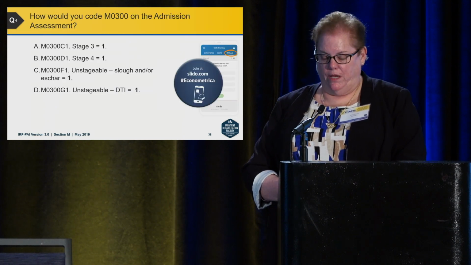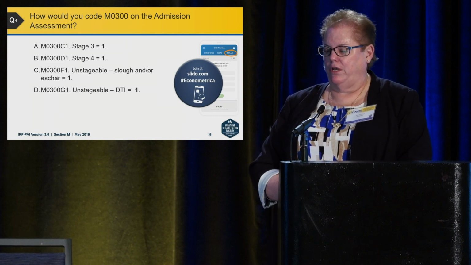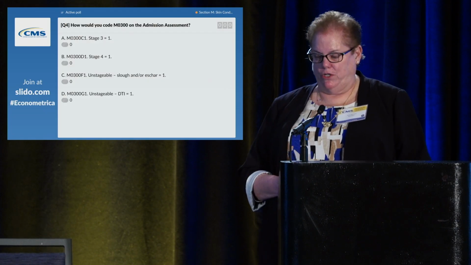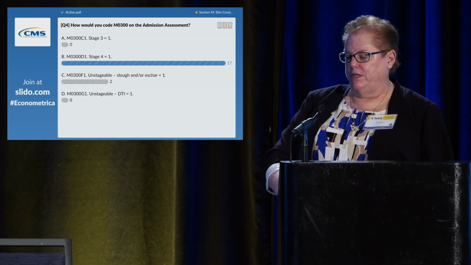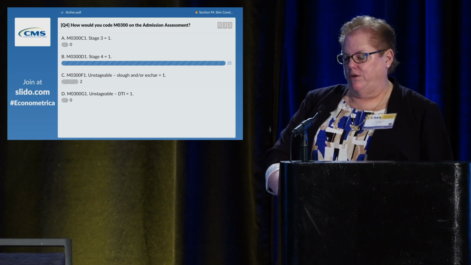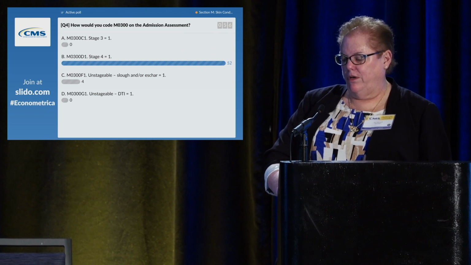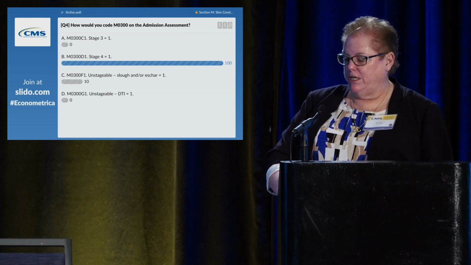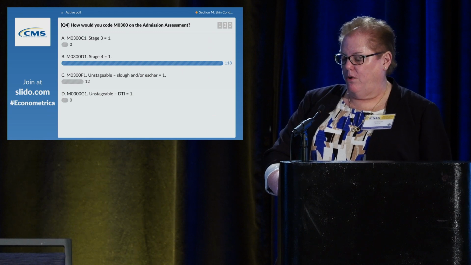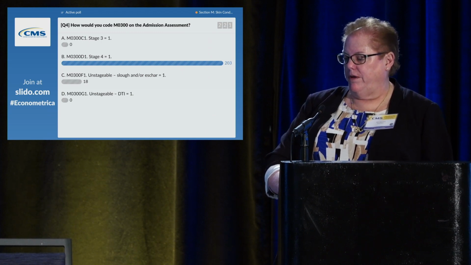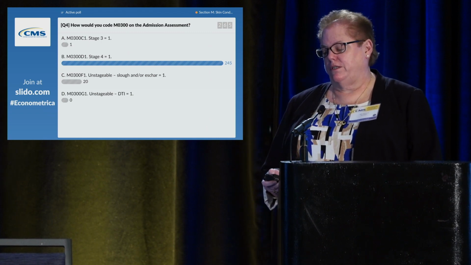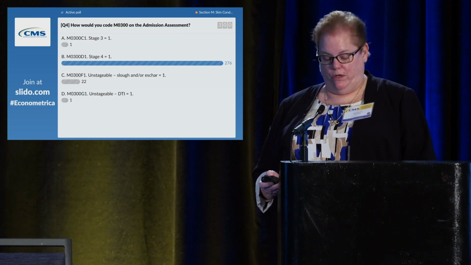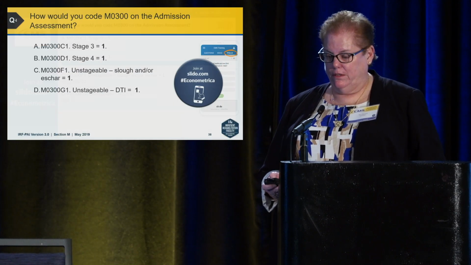So how would you code M0300 on the admission assessment for this patient? Would you code M0300C1 as a stage 3, M0300D1 as a stage 4, M0300F1 as unstageable due to slough or eschar, or just unstageable deep tissue injury? We have a majority of the people responding, and it looks like most people think it's B, a stage 4. So let's see what the answer is.